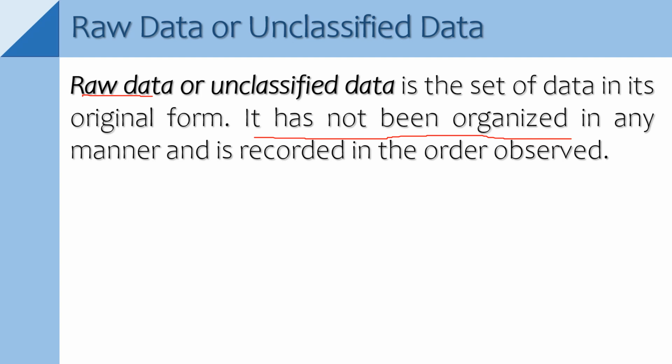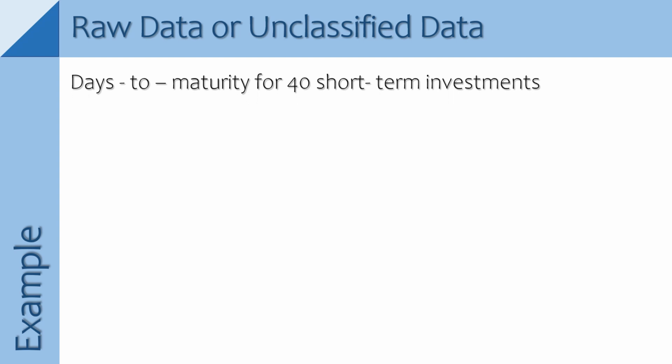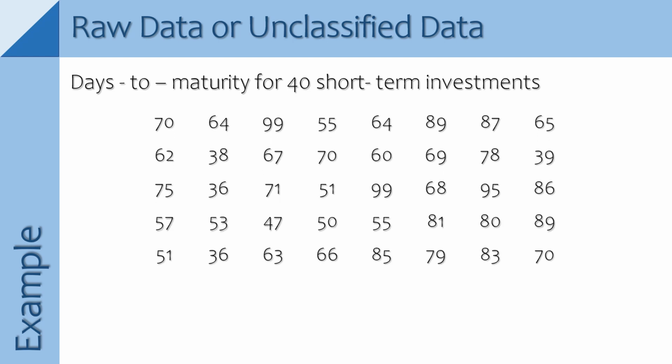So for example, you're going to collect some data. How is the raw data there? Whatever data you first collected is your first data. It goes one after another up to the last data that you are going to collect. So for example, days to maturity of 40 short-term investments. Here is an example of raw data. As you observe, this is unorganized even though it is in a column form.